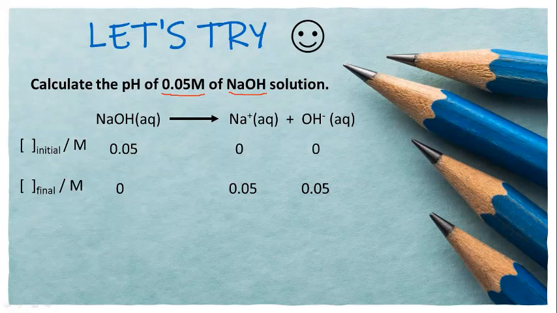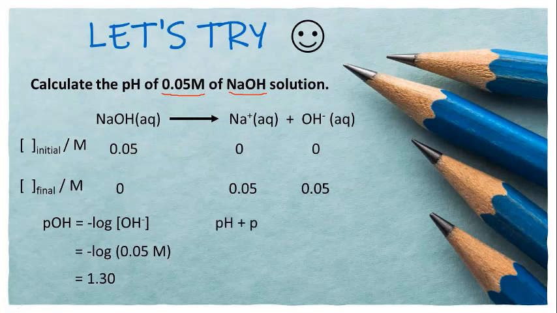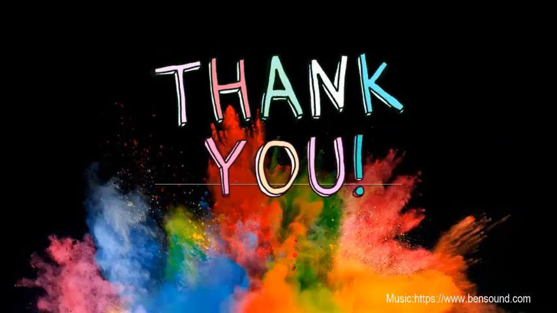So now we have the concentration of hydroxide ion, so we can use the formula of pOH equal to negative log concentration hydroxide ion. Substitute the value into the formula and the pOH is equal to 1.3. So to find the pH, we use this formula, pH plus pOH equals 14. Substitute the value of pOH into the formula and we get the pH is equal to 12.7. That's all. Thank you.